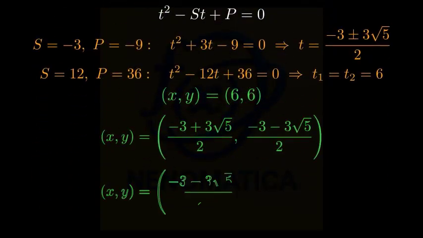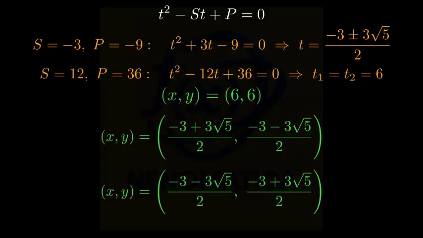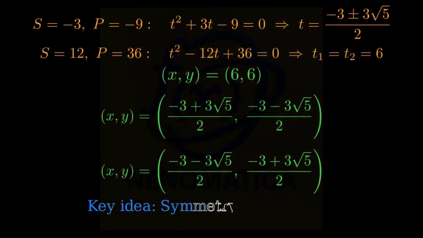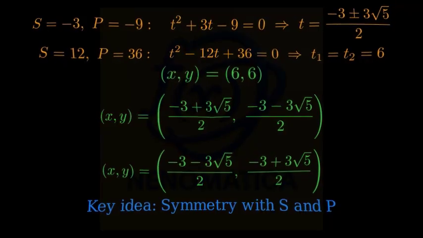Therefore, the solution set consists of 3 ordered pairs. Either x and y both equal 6, or x equals negative 3 plus 3 root 5 over 2, and y equals negative 3 minus 3 root 5 over 2, or the other way around. The key idea was to exploit symmetry using s equals x plus y and p equals xy, convert the system, and then solve a single quadratic for s before recovering x and y.